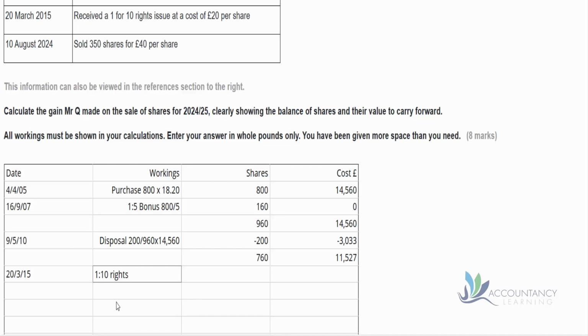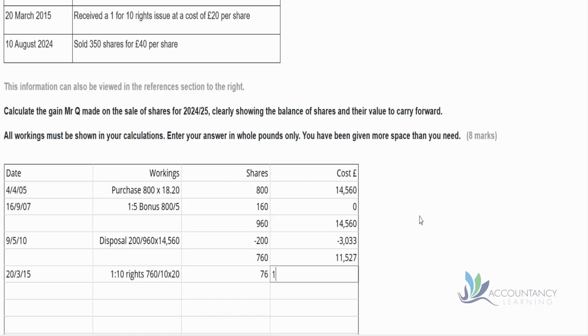So in this case, we've got a 1 for 10 rights issue, which means that for every 10 shares we own now, we can get 1 more. So that means we're going to take the 760 shares that we have at the moment and divide by 10, which means we're going to receive 76 shares. So let's put that in our workings. So 760 divided by 10. And then we know we're going to pay £20 per share for each of these. So if I multiply this by 20, that will also give us our cost.